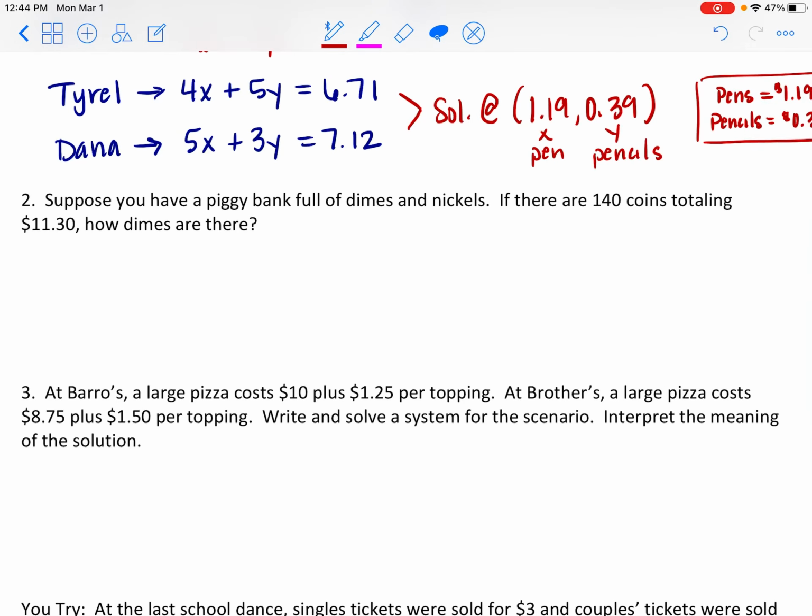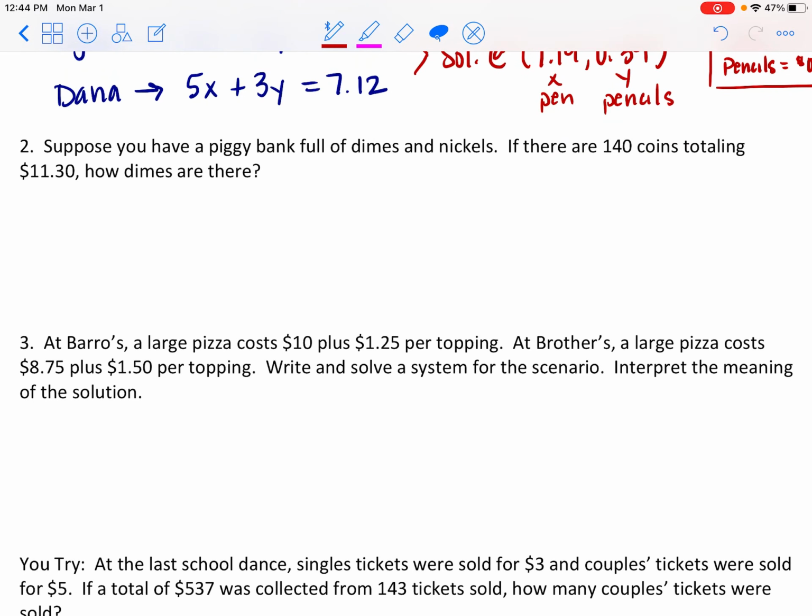Number 2 says, suppose you have a piggy bank full of dimes and nickels. There are 140 coins totaling $11.30. How many dimes are there? It's only asking us for the number of dimes, so let's call that D, but we also don't know how many nickels there are. So let's call the number of dimes D, and the number of nickels N.